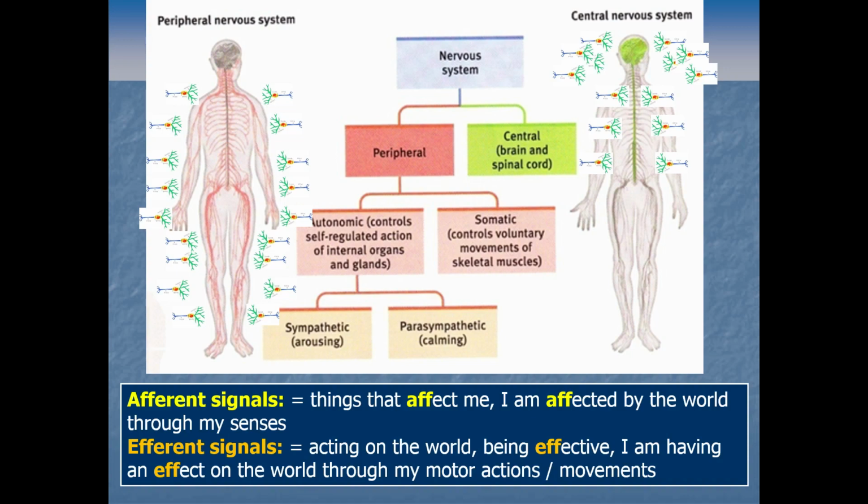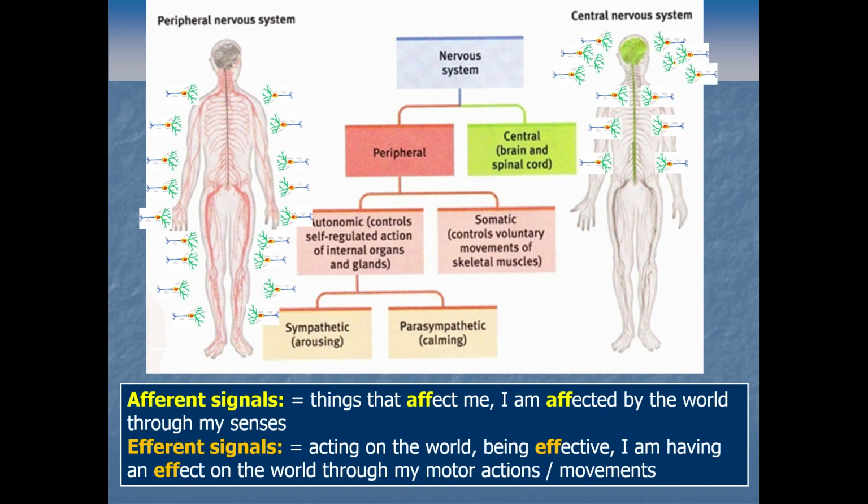I like to think of it as afferent signals with an A are for things that affect me. I am affected by the world through my senses, right? Those words start with A. Whereas efferent signals with an E is me acting on the world, being effective. I am having an effect on the world through my motor actions and movements. Those start with an E. That might be one way to remember it.